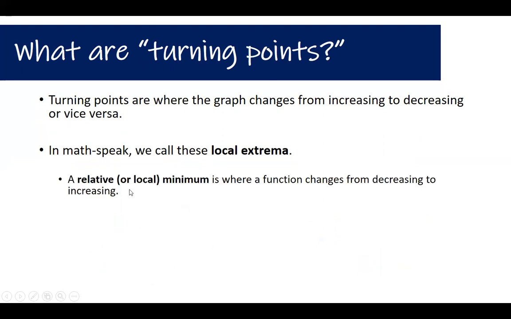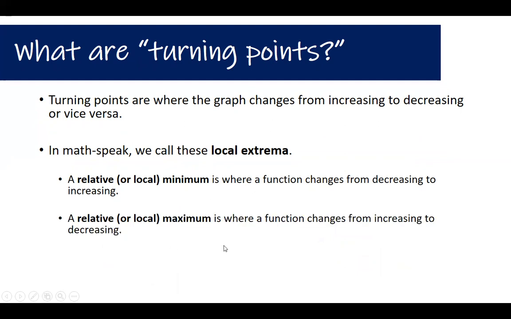A relative or local minimum is one type of local extrema, and it is where a function changes from decreasing to increasing. So think about that. You've been going down, down, down, down, down. You hit, and you turn and go up, so that's as low as you're going to go in that area. So it's a local minimum. On the other hand, a relative or local maximum is where it changes from increasing to decreasing. It's as high as it goes before it stops and turns and goes the other way.